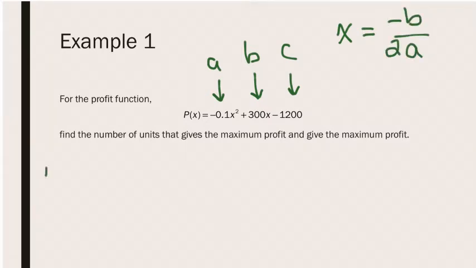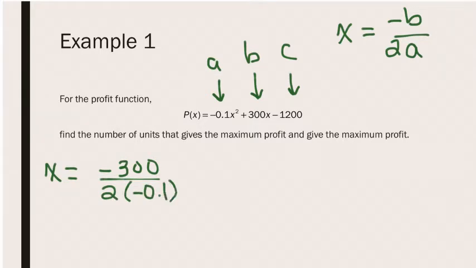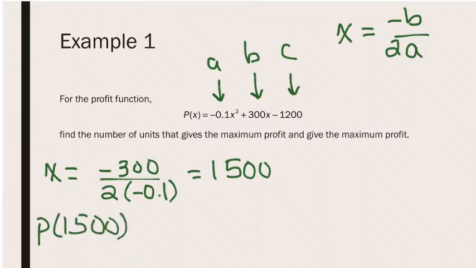So here we have x is equal to negative 300 divided by 2 times negative 0.1. When we simplify that fraction, we get an x value of 1,500. The profit, if there are 1,500 units, would be plugging it back into this function here.